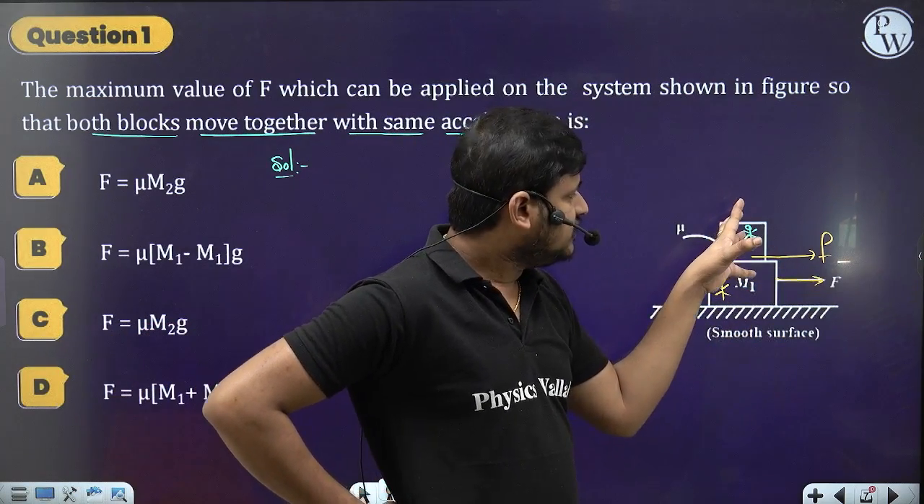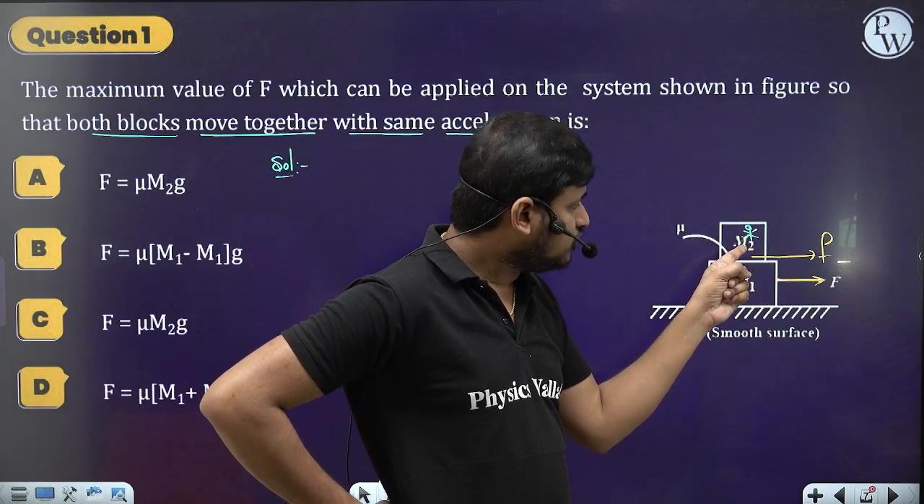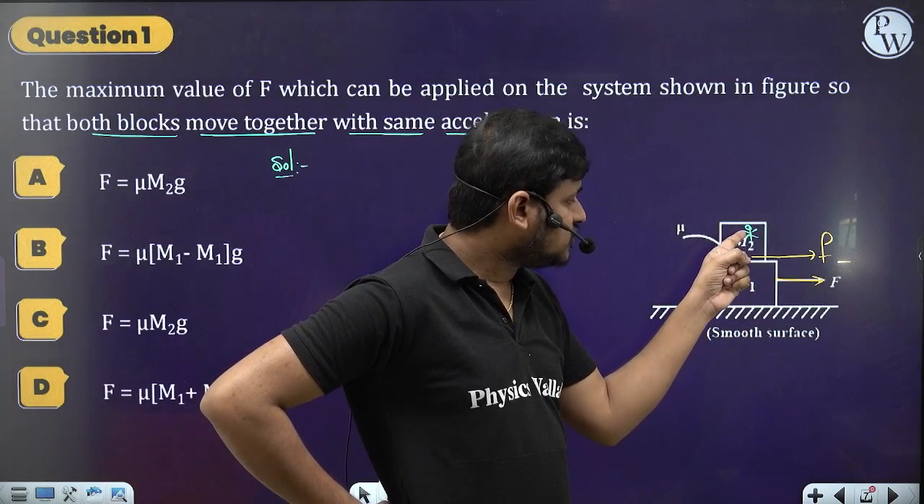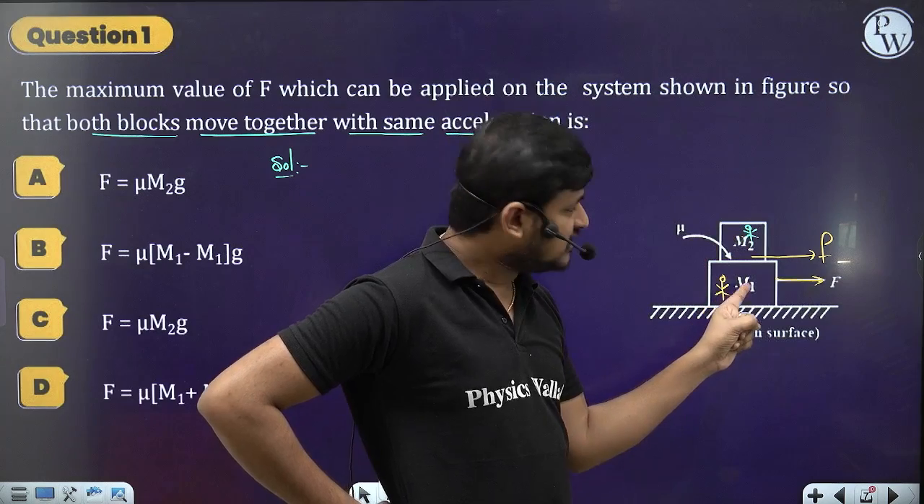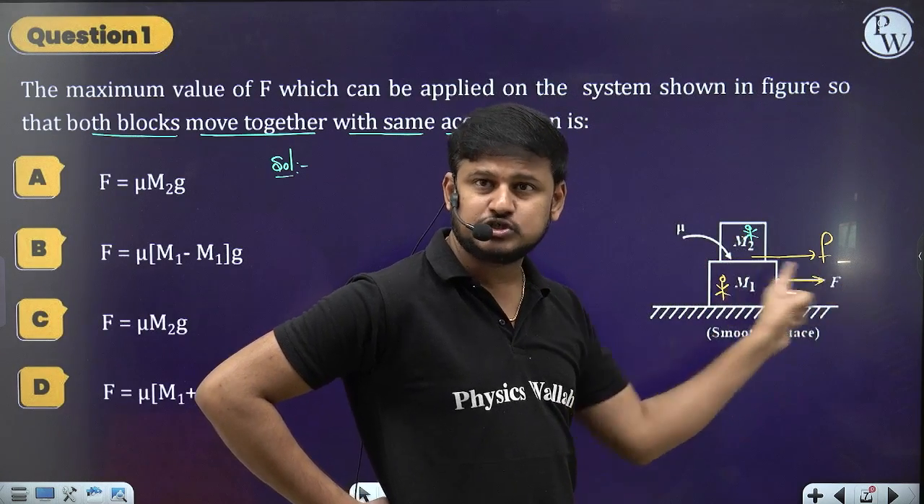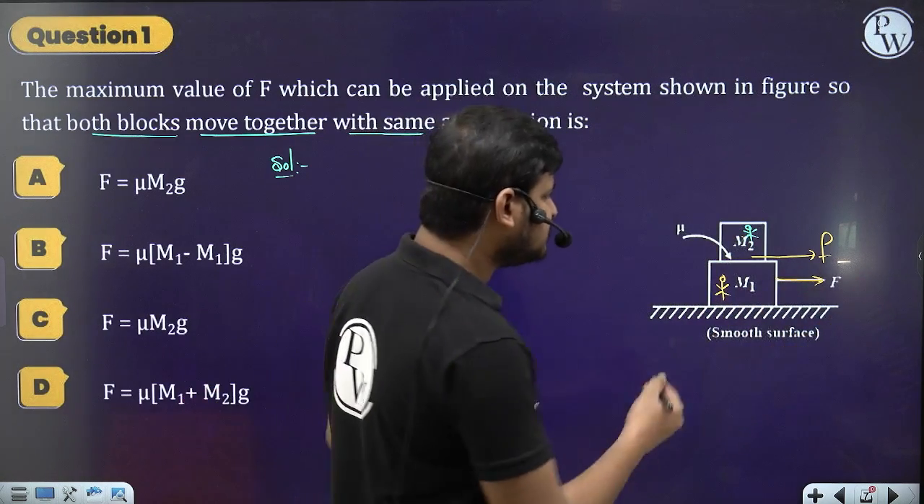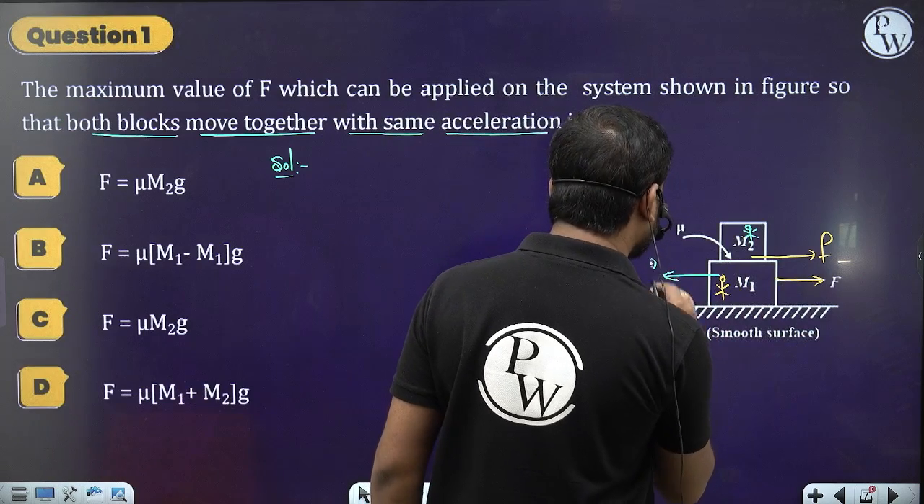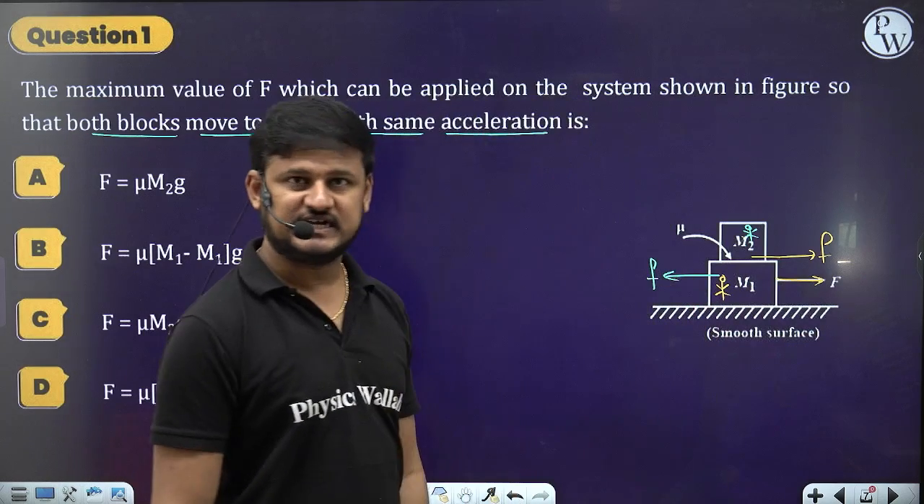With respect to you, now you are in the M2 block, the block M1 is moving to the right. Relative motion is to the right. So where should friction act? The friction that should act on the M1 is to the left, this side.